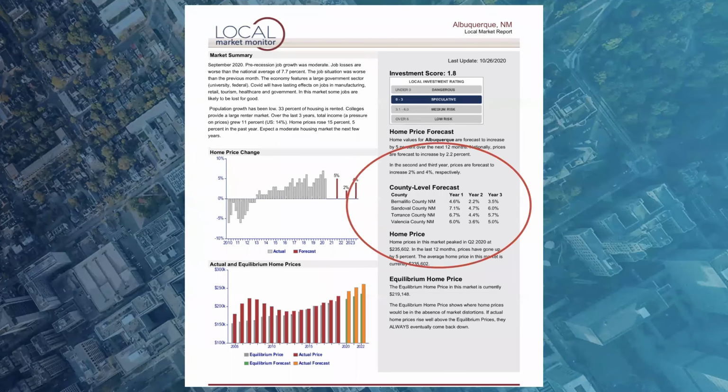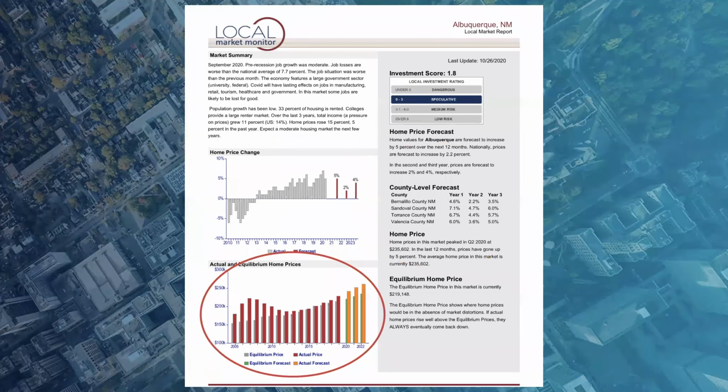Just beside that chart, for those markets that include several counties, is our home price forecast for each county. These will usually be similar because the counties are in the same economic area, but in any market, some areas are always more popular than others.